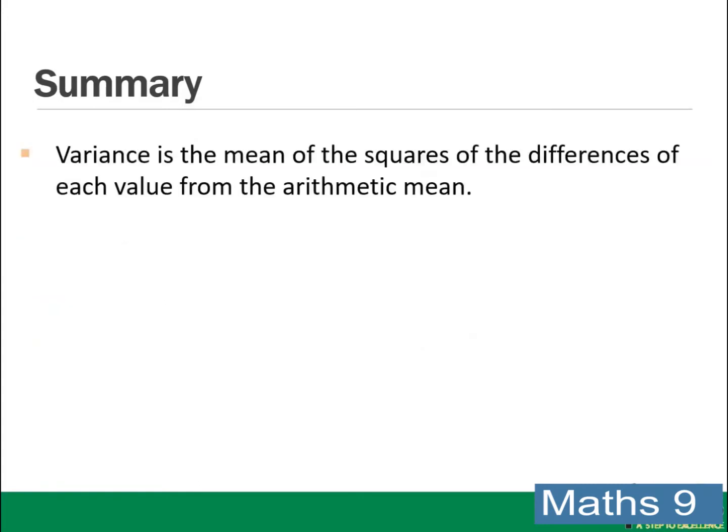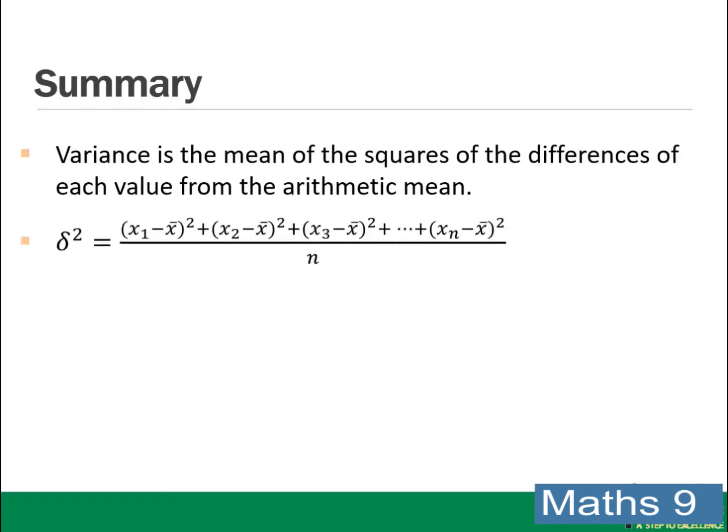The variance is the mean of the squares of the differences of each value from the arithmetic mean. It can be calculated using this formula: delta squared is equal to the squared differences of each value from the mean, all added together and divided by n. Or, delta squared equals the sum of x minus x bar squared, all over the sum of the frequencies. And in the case of a frequency table, it's the sum of the frequencies multiplied by x minus x bar squared, all divided by the total frequency.